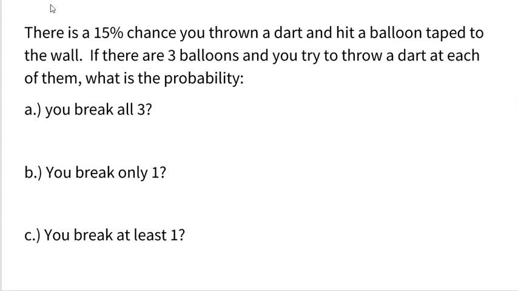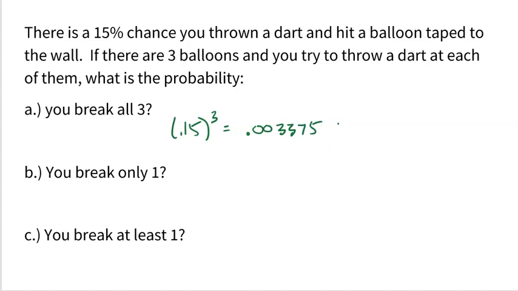All right, what's the probability you break all 3? Doesn't get easier because there's only one way this can happen. Break, break, break. Win, win, win. Hit the balloon, hit the balloon, hit the balloon. That's 0.15 to the third. 0.15 times 0.15 times 0.15. It happens all 3 times. Probability, 0.003375. Use a calculator if you don't believe me.